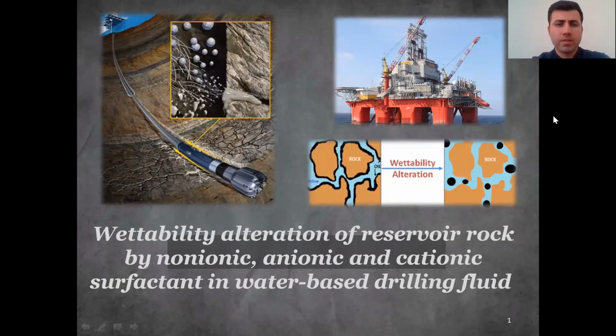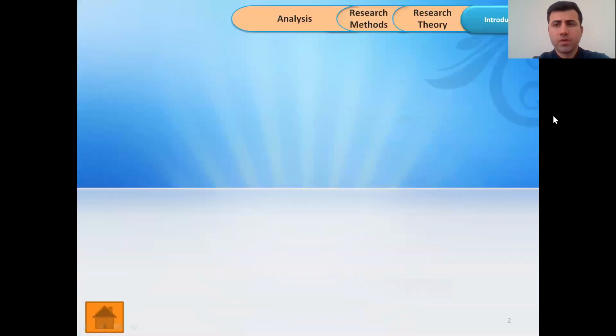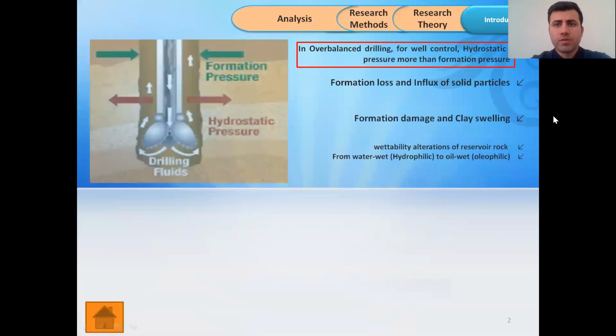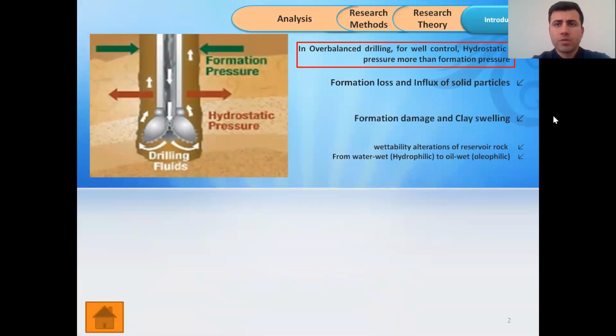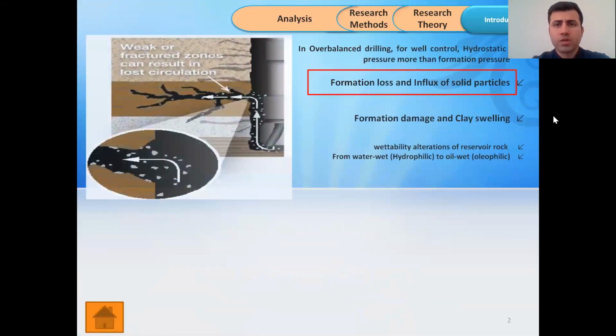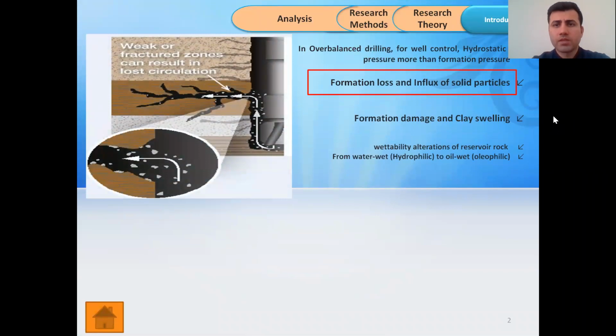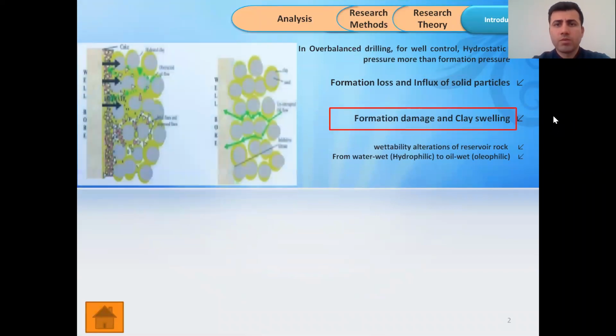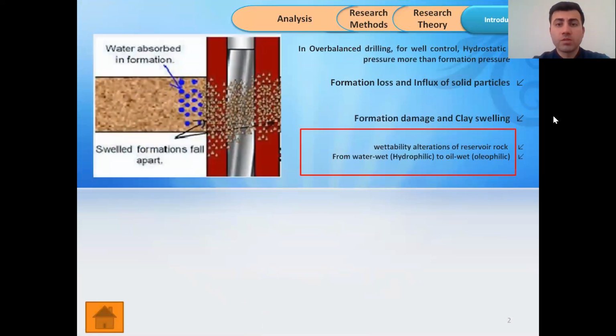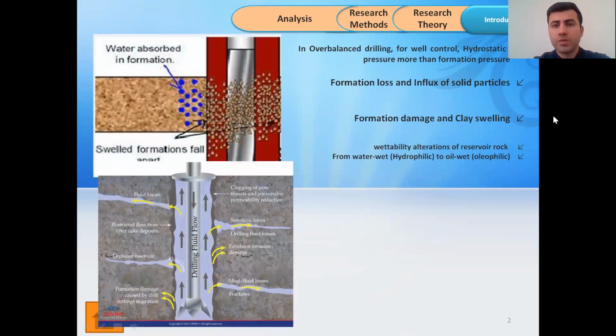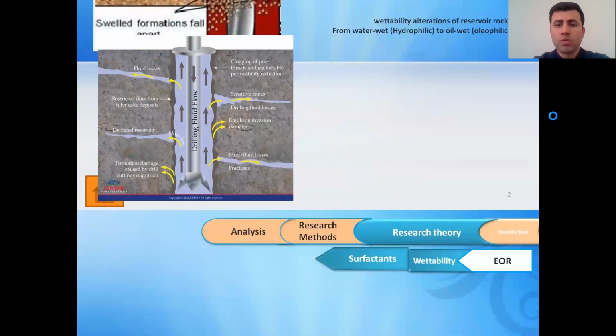My topic is wettability alteration of reservoir rock by surfactant in water-based drilling fluid. In overbalanced drilling for well control, hydrostatic pressure is more than formation pressure, so it causes formation loss and influx of solid particles, formation damage, and clay swelling. Sometimes it may alter the wettability of reservoir rock from water wet to oil wet.